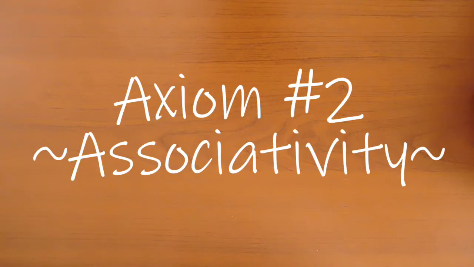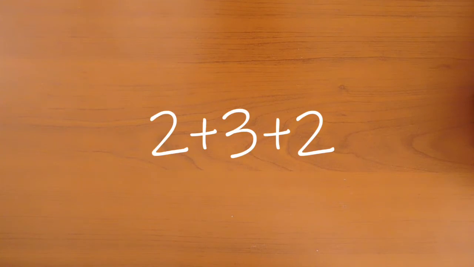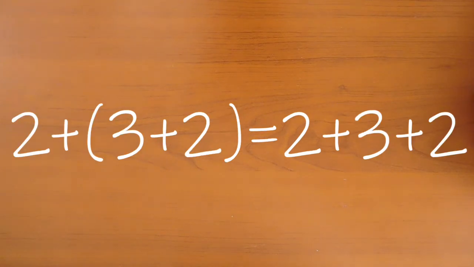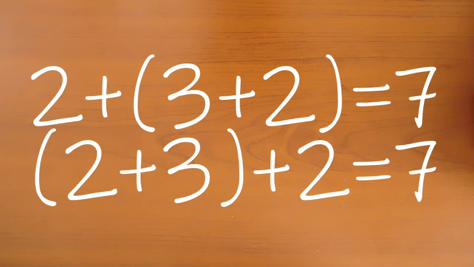Axiom number 2 states that the group must have associativity. This means that you could put parentheses wherever you want in the group operation and it would be equivalent to the same operation, but with parentheses in a different place. By using numbers, we can see that if there was the operation 2 plus 3 plus 2 and we put parentheses around the last two numbers, it would still be equivalent to 2 plus 3 plus 2 with parentheses around the first two numbers. Both of these are equal to 7.